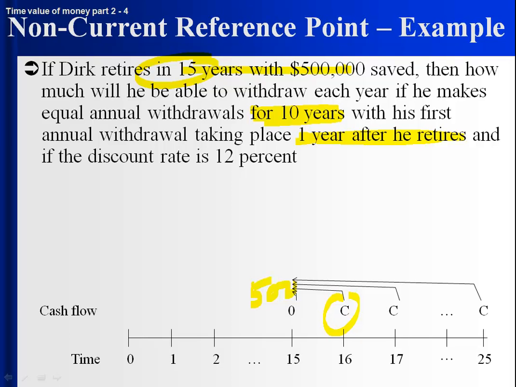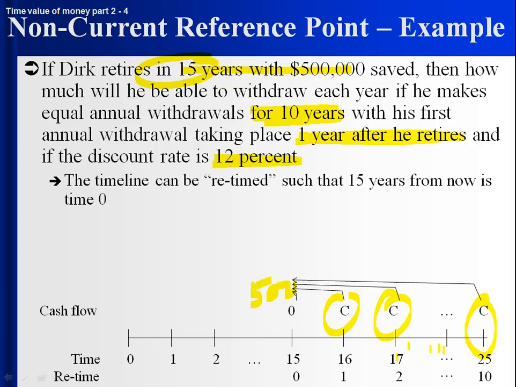There's 10 of them, so we know they're in 16, 17, 18, 19, 20, 21, 22, 23, 24, and 25. And the discount rate's 10%. So all this stuff's going on in the future, so we want to get into our time machine, and we get out in 15 years. That's us getting out, and we say, aha, I have 500,000. In 1, 2, 3, 10 years, each year I want to withdraw money. How much can I withdraw?